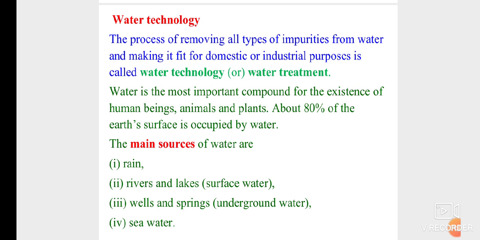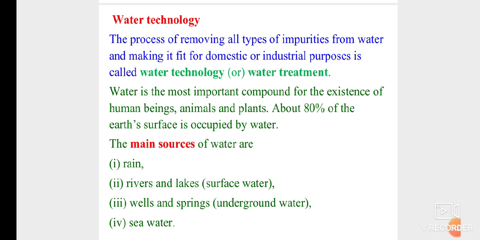Among these sources, rainwater is in a very pure form, but the collection of rainwater is very difficult. Rainfall does not occur on all 365 days; rainfall occurs only in a particular season. So the rainwater is pure, but collection is very difficult.